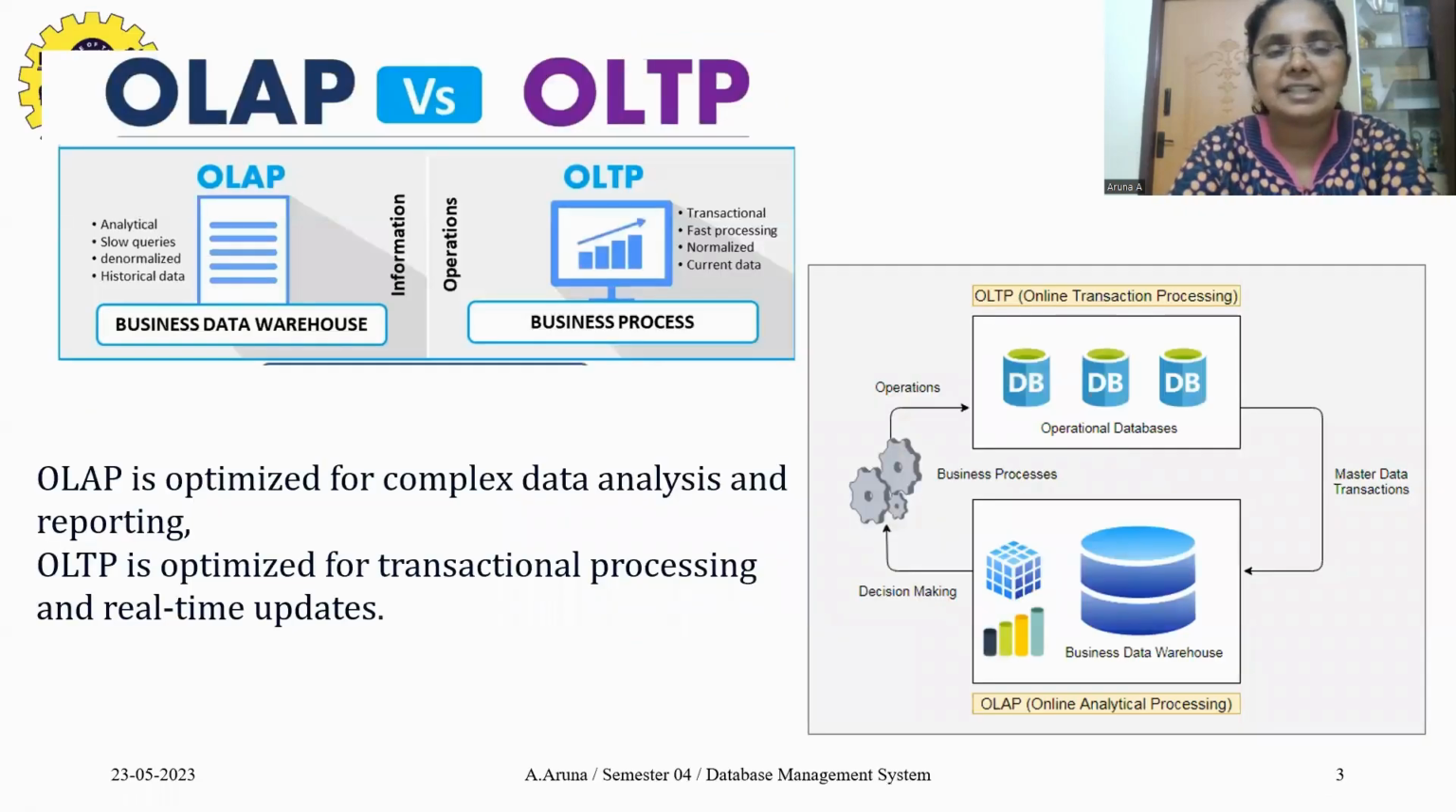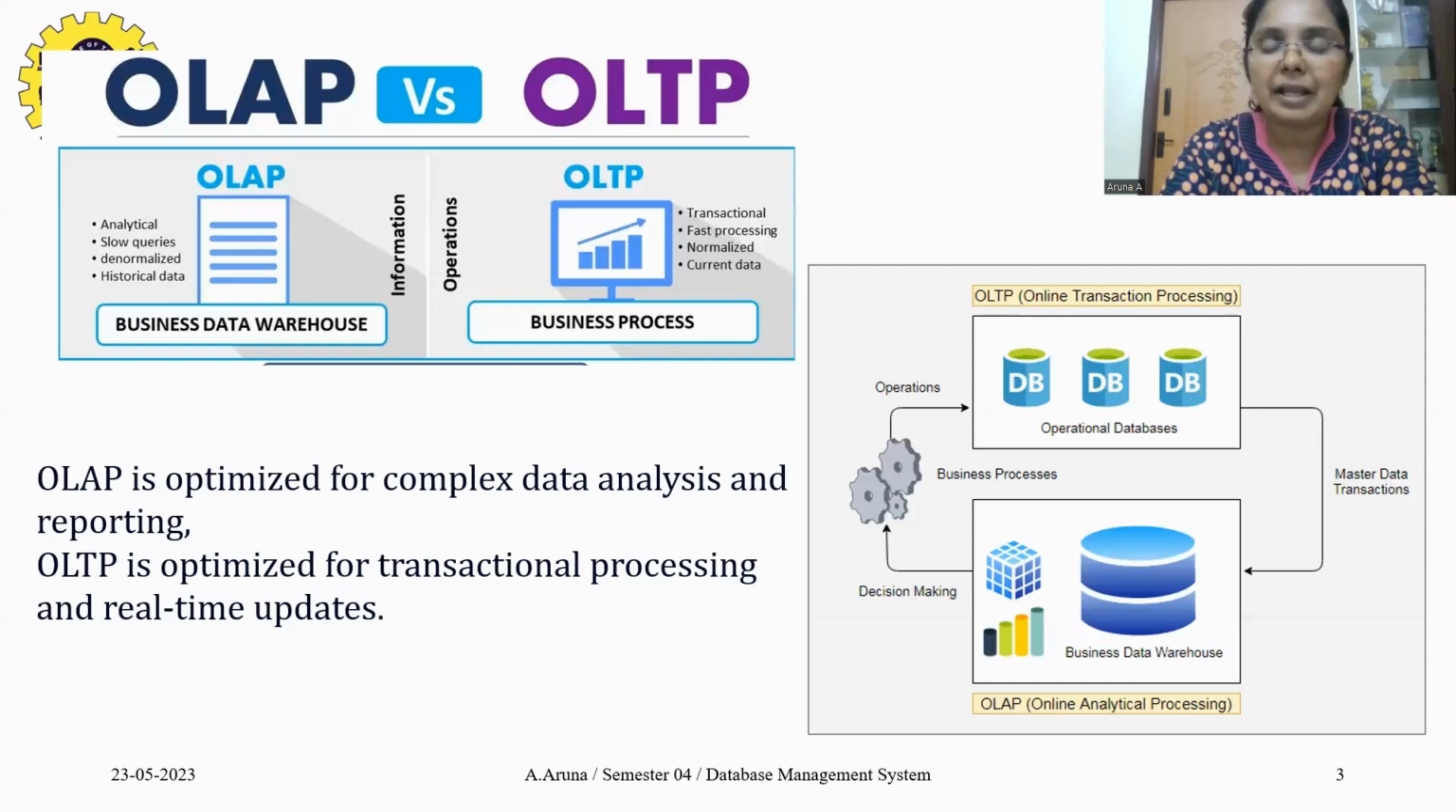Before seeing the transaction, we have to know what OLAP and OLTP are. This is just an introduction to OLAP and OLTP. In my upcoming videos, we're going to discuss OLAP separately as well as OLTP separately. Here I'm going to give some introduction to both concepts. OLAP is optimized for complex data analysis and reporting purposes, while OLTP is optimized for transaction processing as well as real-time updates, for example cricket scores.